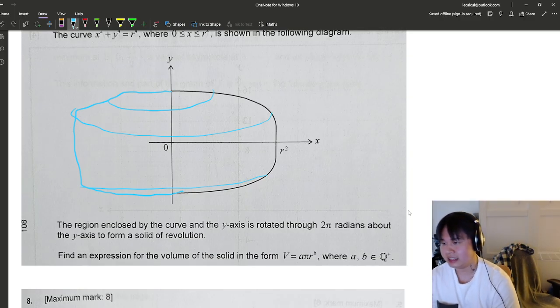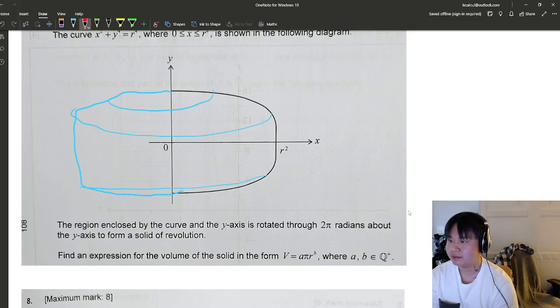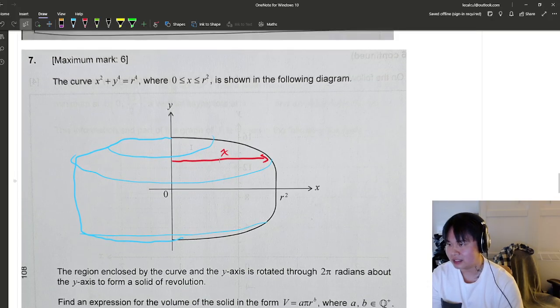Okay, and then we are going to integrate with respect to y. Yeah, because we're rotating around the y-axis. So the radius is our x value. We're going to integrate from, what the heck? What is the top? The top is, okay, if at the top here x is 0. Okay, so this is r.